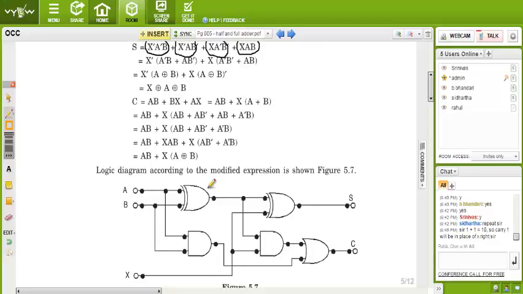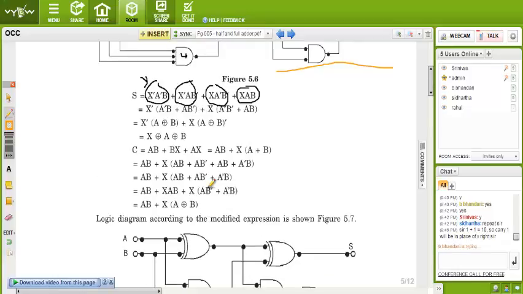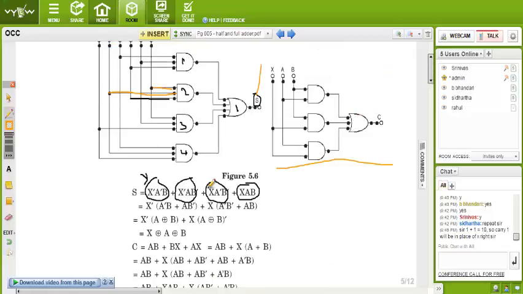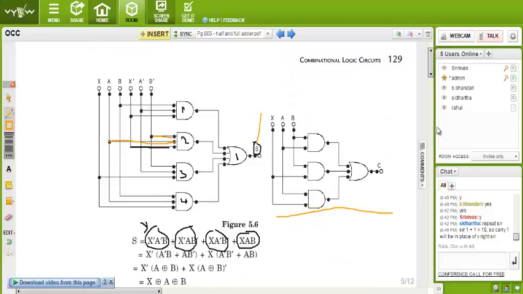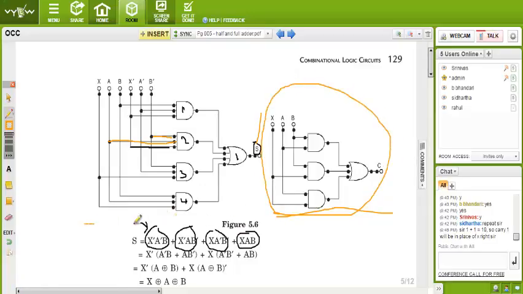Is it clear? Sir, how did you get the right circuit from the left? The one on the right? This is the final one. This circuit is for the carry portion, and this circuit is for the sum portion. These two individual circuits are needed to complete the full adder. Oh, okay. So I thought they were two separate ones.